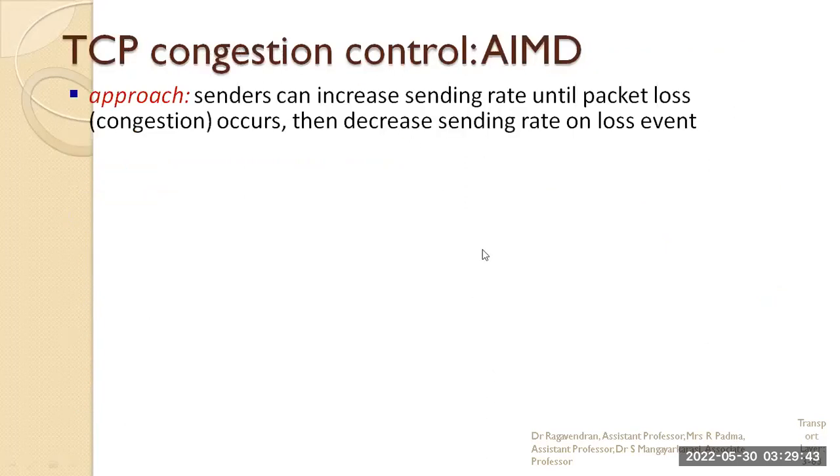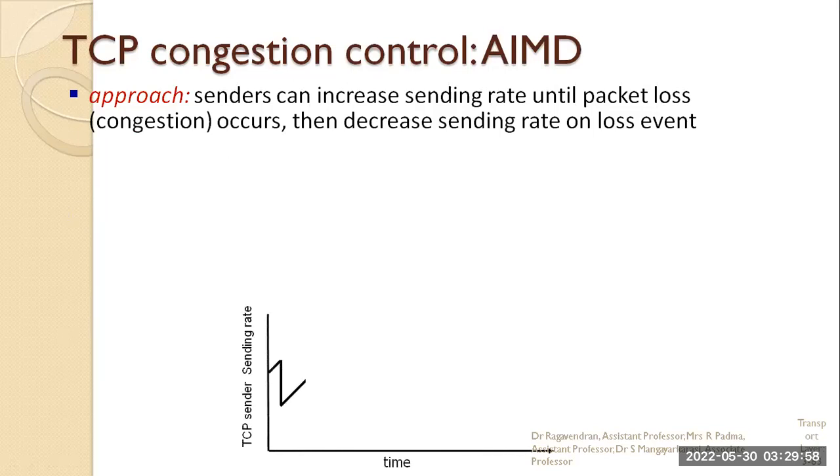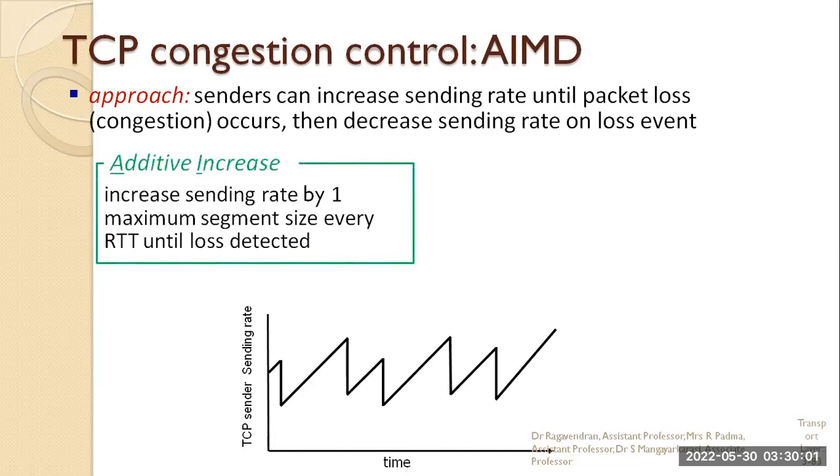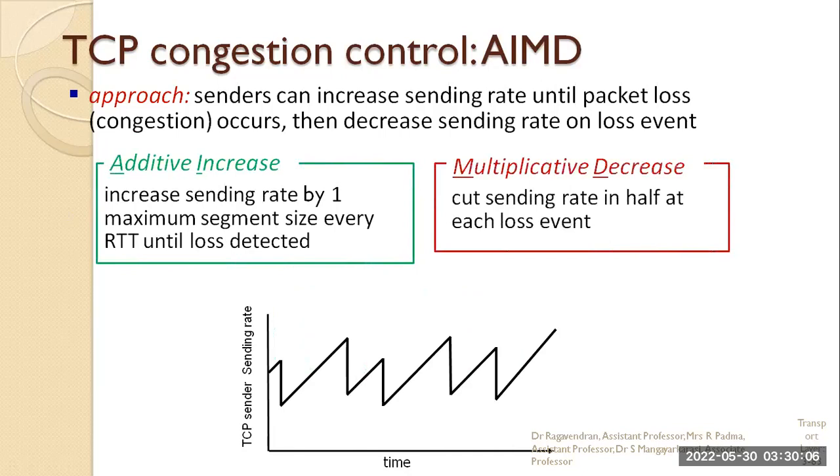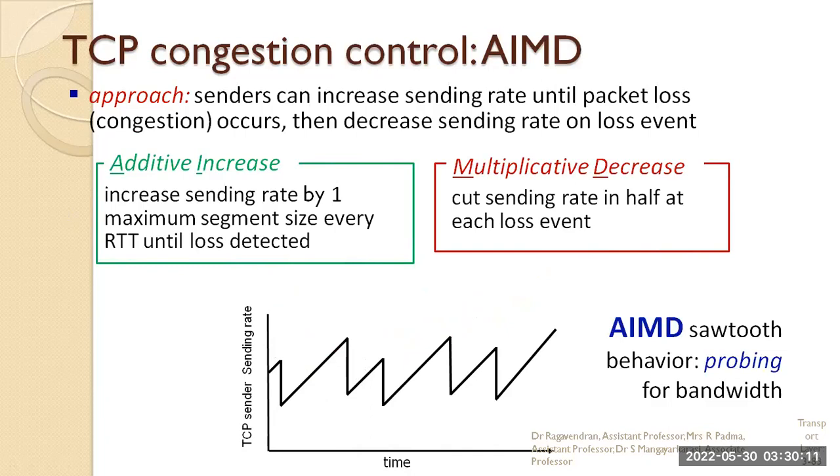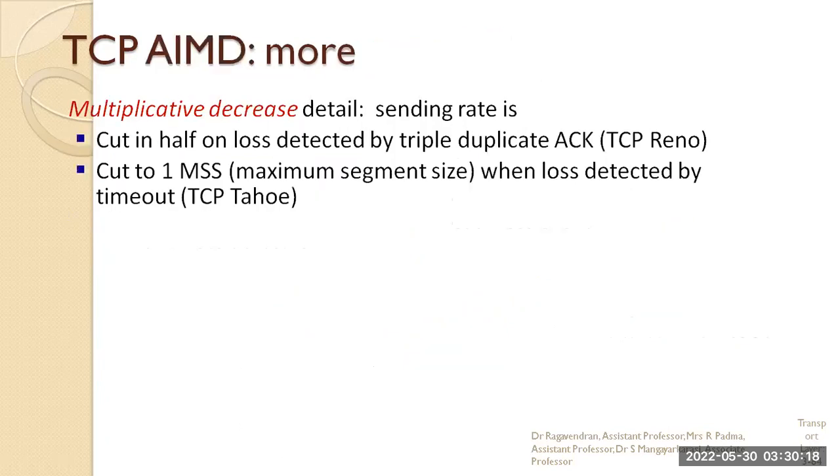So the TCP congestion control, the AIMD approach: senders can increase the sending rate until packet loss, meaning congestion, occurs, then decrease the sending rate on loss events. So the sending and receiving information. The additive increase is shown here. The multiplicative decrease is also shown here. AIMD behavior is probing for bandwidth.